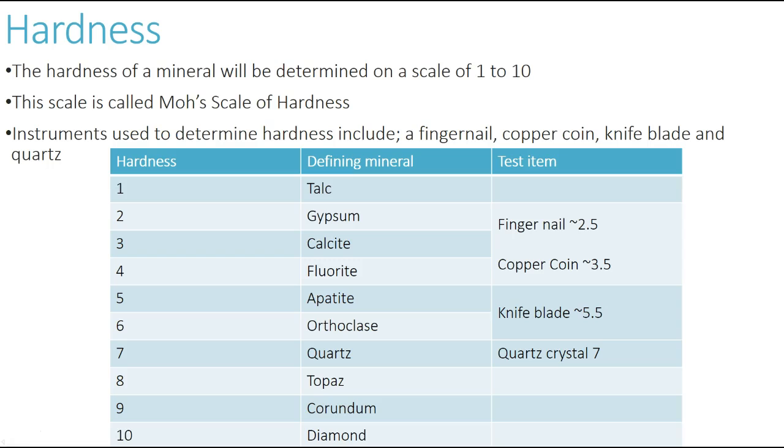Now, minerals can also be determined or ranked on the hardness of their chemical structure. That scale is called the Mohs hardness scale, and it is a scale from 1 to 10. We use instruments, and you've used them already, that help determine hardness. They include a fingernail, a copper coin, a stainless steel knife blade, and a quartz crystal. Depending on who scratches what when you test these, you'll be able to work out what the hardness is of a mineral.